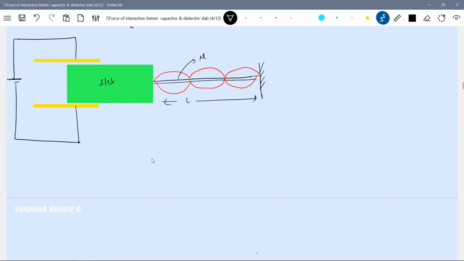The slab, some L/3 length of the slab is there between the plates. L is the length of the slab, and it's a square plate. Separation between the plates is D.